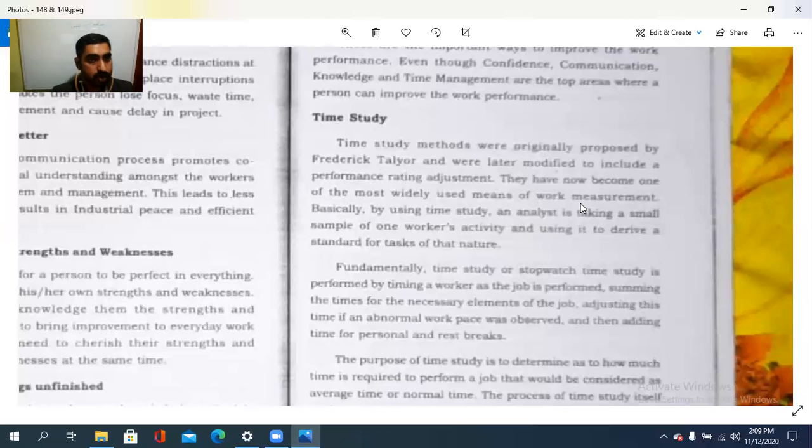ഒരു വ്യക്തിക്ക് ഒരു സമയം കൊടുക്കുന്നു, ആ സമയത്തിനുള്ളിൽ ആ വ്യക്തി എന്തുമാത്രം വർക്ക് ചെയ്ത് തീർക്കുന്നുണ്ട്. Also, summing up in the sense means adding up the times for the necessary elements of the job, adjusting this time if an abnormal workplace was observed. എന്തെങ്കിലും അബ്നോർമാലിറ്റി ഉള്ള ഒരു കേസ് ഉണ്ടാകുന്നുണ്ടെങ്കിൽ adjust that time with regard to adding the time for personal things and also rest breaks. അയാൾക്ക് എപ്പോഴും പണിയാൻ പറ്റുമോ? ഇല്ലല്ലോ. They need rest. So അതും നോട്ട് ചെയ്യുന്നു.